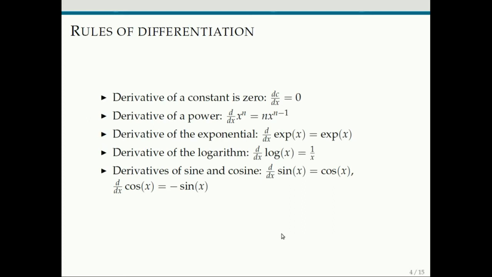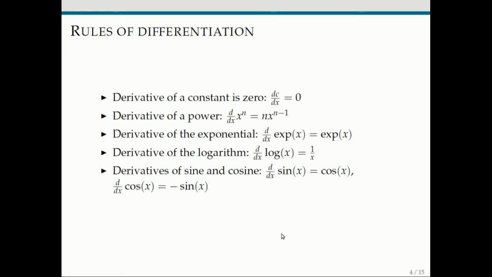Here are the rules of differentiation. These you should know, and if you need to, you have to memorize them. Especially the first two are very important. The first one is that the derivative of a constant is 0. Intuitively, you should remember that if you draw a constant function, that's a horizontal function. So the slope of this line is, of course, just 0, because there's no rise.